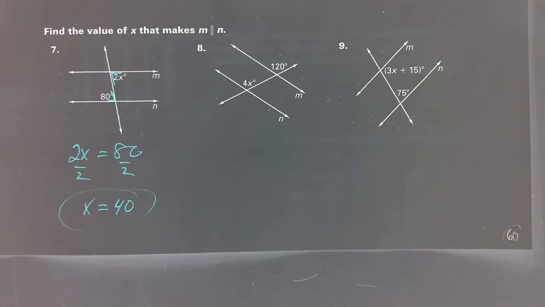You try numbers 8 and 9, and I'm going to answer the phone. Find the value of x that makes the lines parallel. It's the same stuff, just backwards. Just thinking about it backwards.